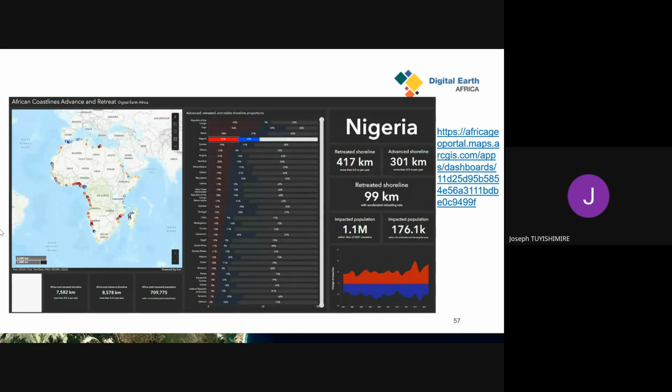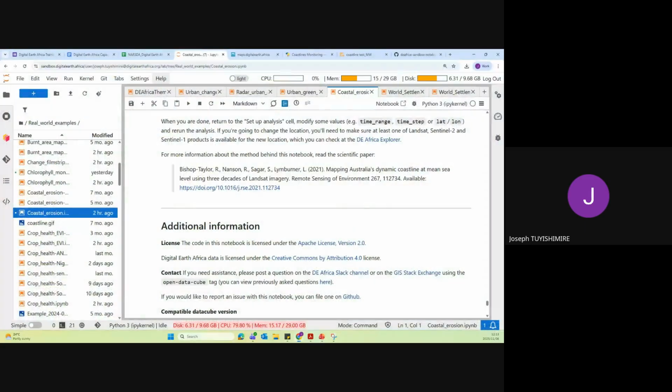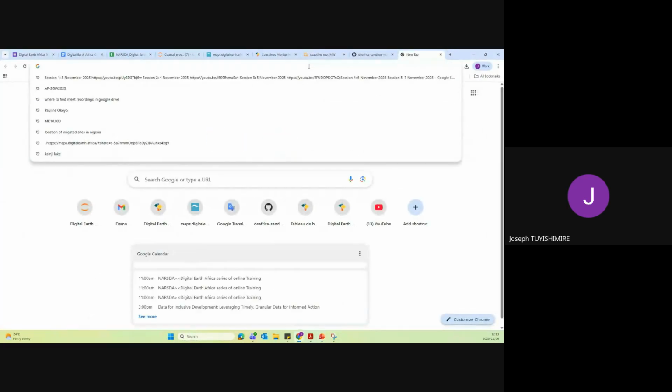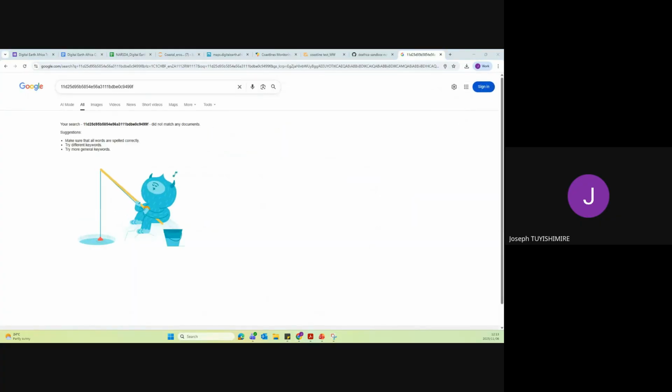So if I try to share the dashboard with you in the chat, or even try to load the dashboard for you. I shared it in the chat also, for you to explore.